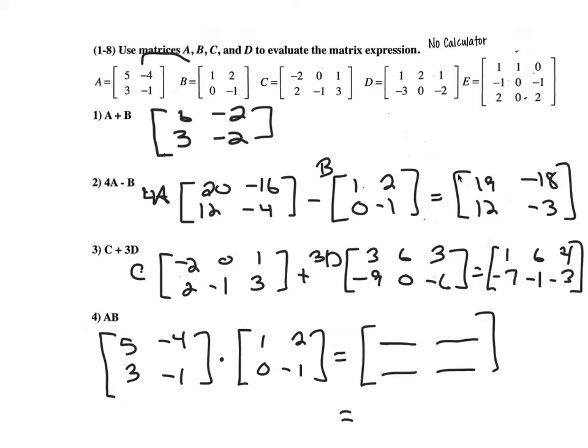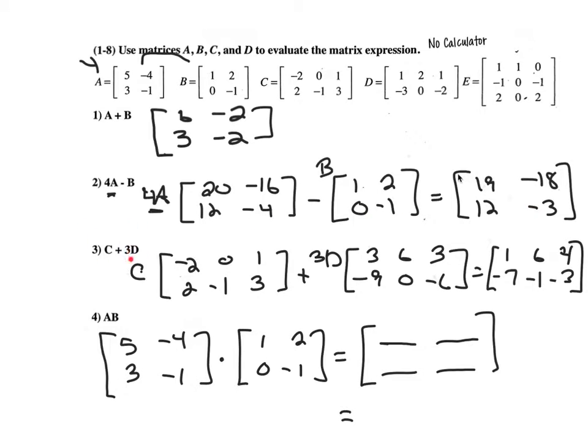Number 2, 4A minus B. The first thing I did is I did 4A. I multiplied matrix A up here by 4, every single number in there by 4. I got this new matrix right here. And then I brought B down and just subtracted straight across. 20 minus 1, negative 16 minus 2, 12 minus 0, negative 4 minus negative 3.